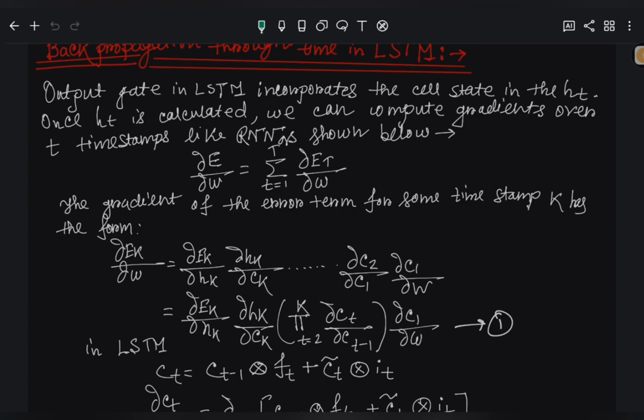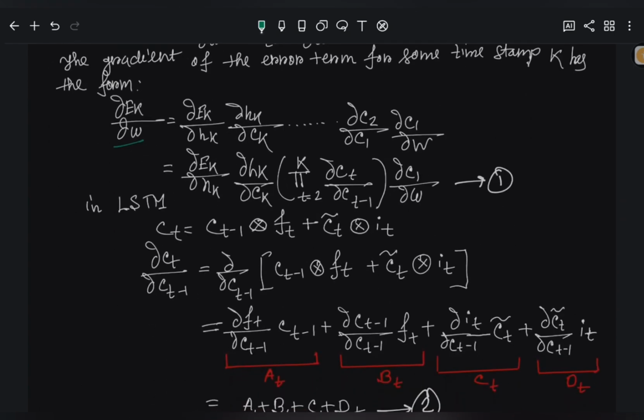It can be written as dEK by dW, and that can be written as this, which is the same as what we did in case of RNN also, right? So it has a product term which is dCT divided by dCT minus 1, right? Now if you remember, CT is nothing but this. Now if I take the derivative of del CT with respect to del CT minus 1, then we can use the multiplicative rule, which is like this.